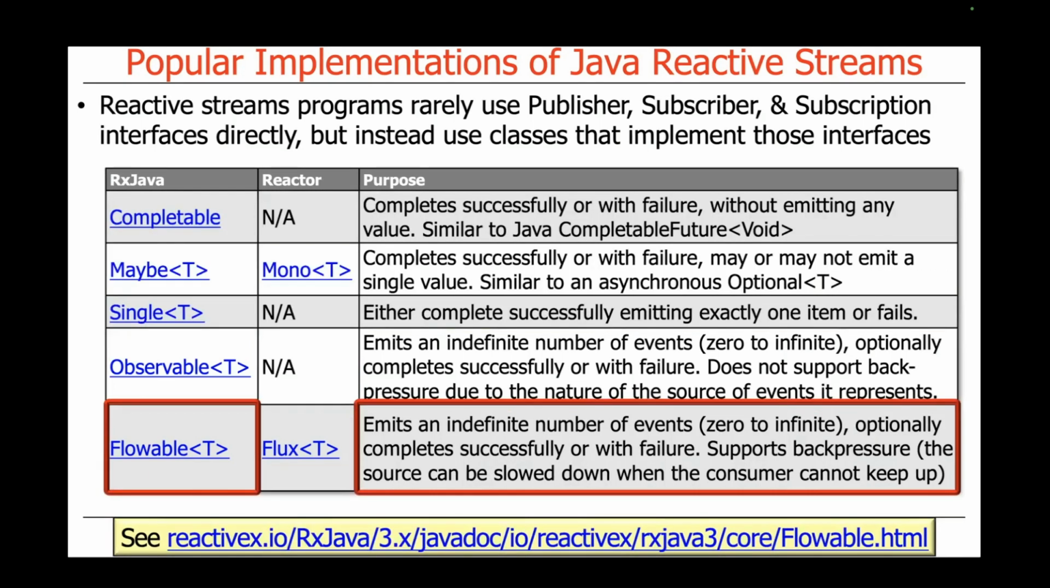The next class, which is super important for our purposes, is called Flowable. And this is very much like Observable, except that it can support back pressure. So the subscriber can instruct the publisher how many events to send before waiting for the next chunk, next tranche, as we call it.